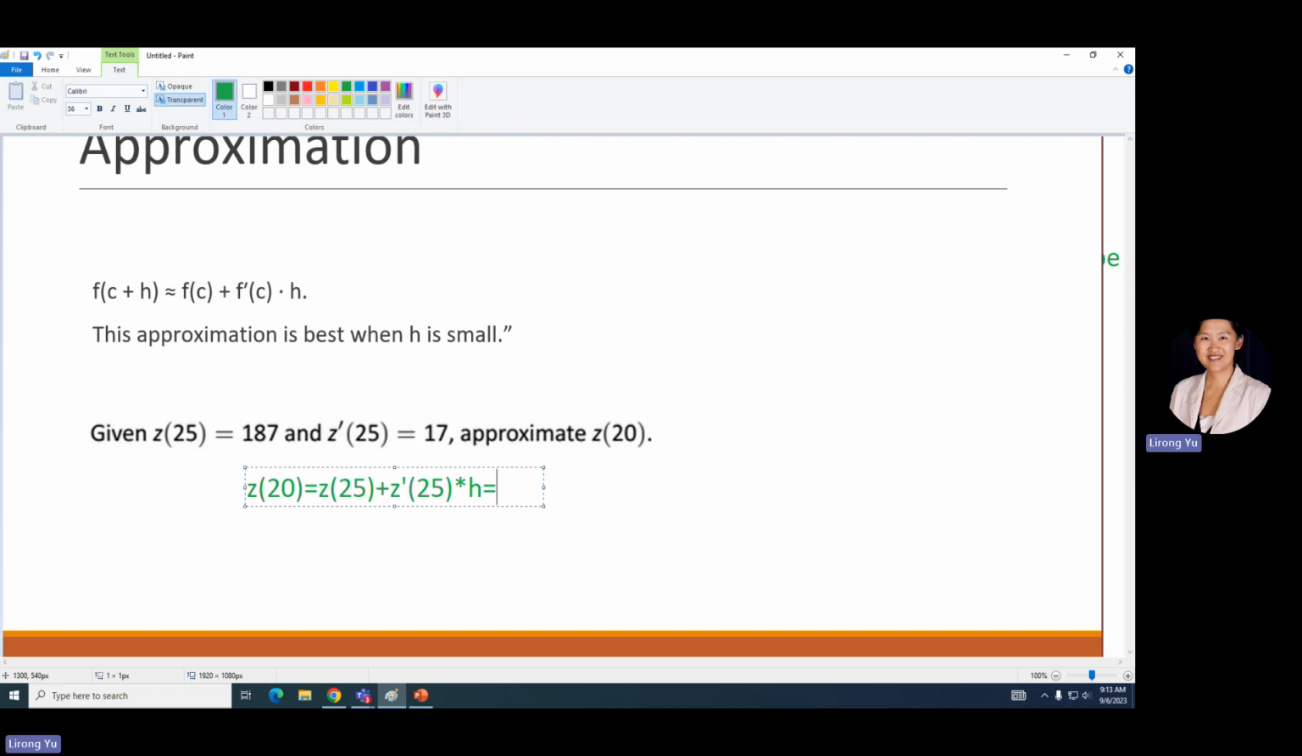So let's actually do the calculation. The z at 25 is 187. The derivative is 17, and 17 should be multiplied by the h. So how do we calculate h? It's the new one minus the old one. The new one is 20 and the old one is 25. And that's all there is to the calculation. It looks very much like the point slope formula for the tangent line: the derivative multiplied by x minus x0, plus y0. That's really how we calculate it.